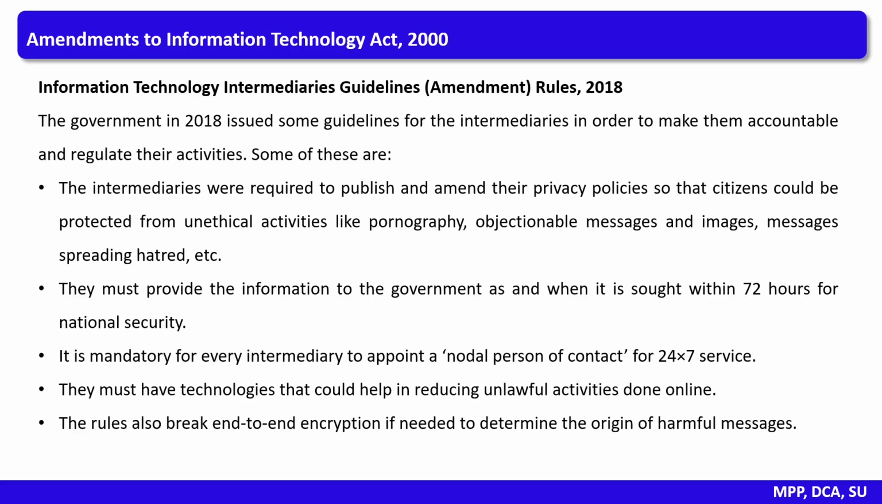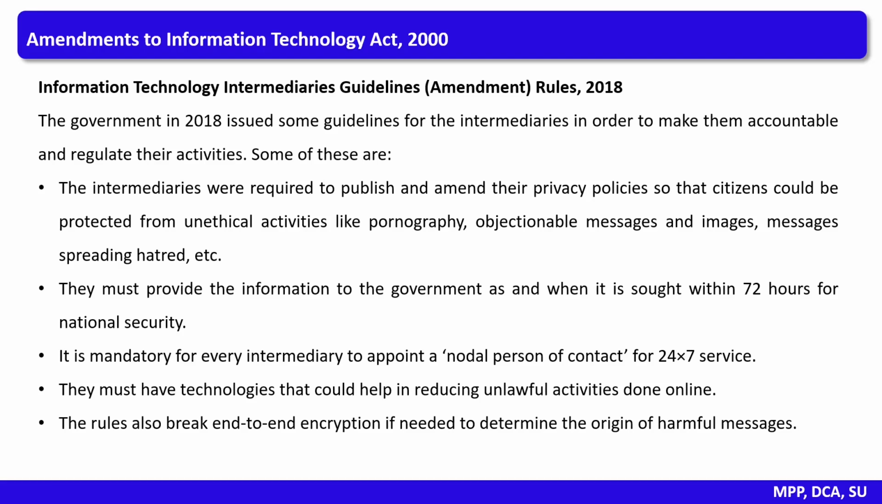Now let us discuss the Information Technology Intermediaries Guidelines 2018. The government in the year 2018 issued some guidelines for intermediaries in order to make them accountable and regulate their activities. Some of these are: the intermediaries were required to publish and amend their privacy policies so that the citizens could be protected from unethical activities like pornography, objectionable messages and images, and messages spreading hatred, etc.